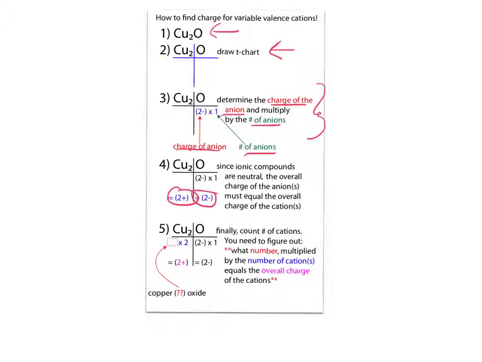And then finally, I kind of made things a little bit backwards here, but still, it's some number times 2 is going to make 2 positive. And what is that some number? Well, that some number is likely going to be 1. And so it would likely be copper 1 oxide.